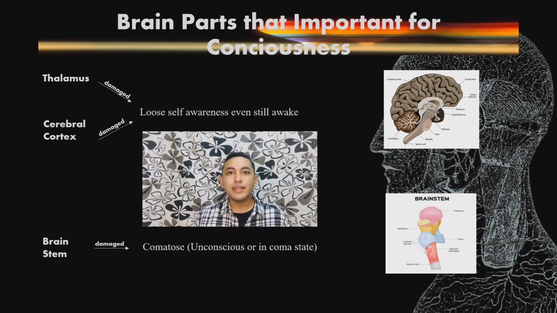The body parts that are important for consciousness are, first, the thalamus and cerebral cortex, which, if damaged, cause a loss of self-awareness even though we are still awake. And the other one is the brain stem, which is important for certain involuntary systems like breathing and heartbeat, and will cause us to be comatose, in a coma state, if it is damaged.